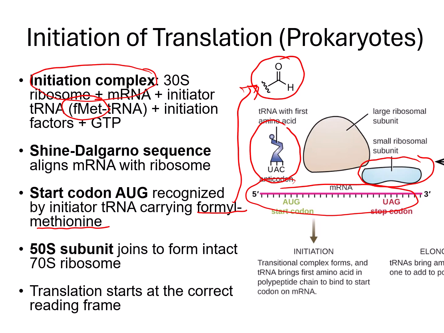We're also going to have several initiation factors. These are helper proteins, and GTP for energy. GTP is similar to ATP. There's going to be a sequence in my messenger RNA called the Shine-Dalgarno sequence that helps align messenger RNA correctly with a ribosome. And once the start codon is recognized, the 50S subunit will join, forming the complete 70S ribosome, and we're ready to begin elongation.